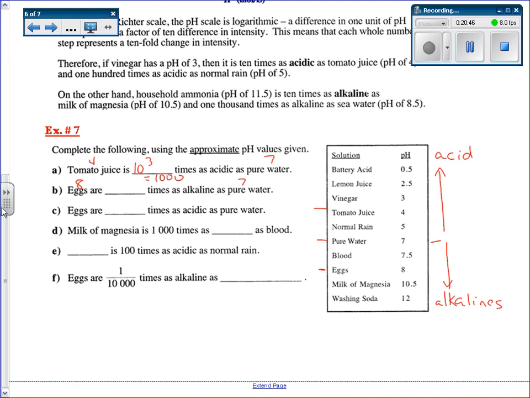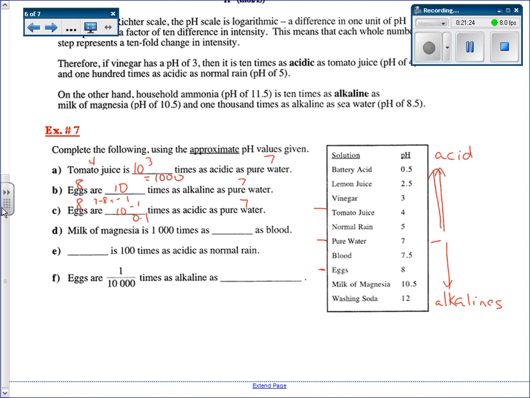And now this is where, when we're going this way, up here, we subtract the normal way, but when we're going this way, we have to do it backwards. So 8 is 1 bigger than pure water, so it's 10 times as alkaline, because we're looking at the alkalinity as opposed to acidity. But if we compare eggs to pure water, then we would subtract the normal way, so this being 8 and this being 7, we would go 7 minus 8, which is -1, so it's 10 to the -1, or 0.1 times as acidic as pure water.